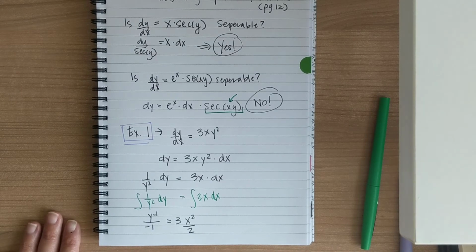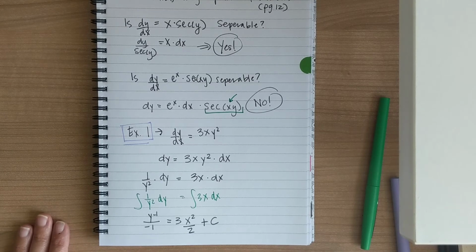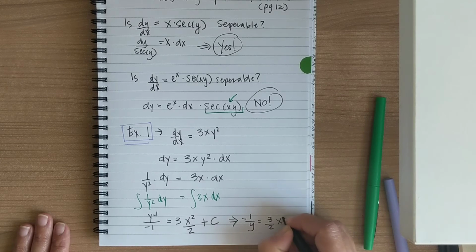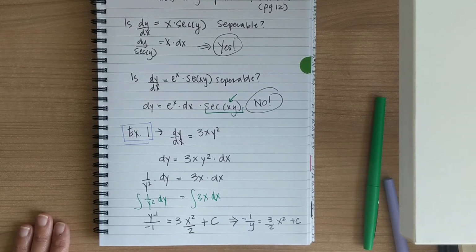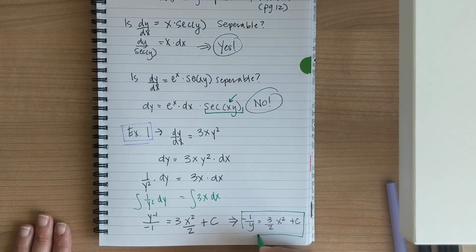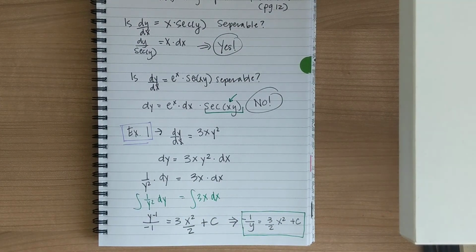And now, because this is a general solution, we don't have bounds here, so we have to add our plus c. It doesn't matter which side you add it to, I'm just going to add it to the side with the x. Now I can rewrite this to say negative 1 over y equals 3/2 x squared plus c. If I really wanted to, I could make this y equals by getting rid of that negative 1, but I don't need to do that right now. I can just leave this as our general solution. So this would be the answer. It's general because it's got a plus c versus a defined c.